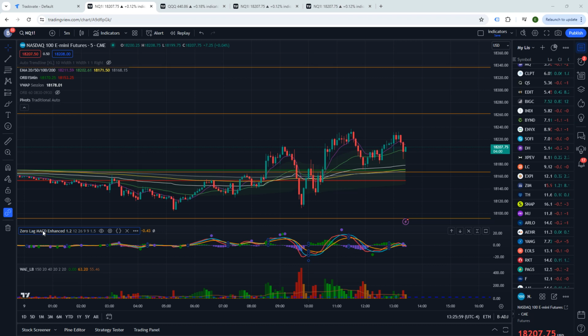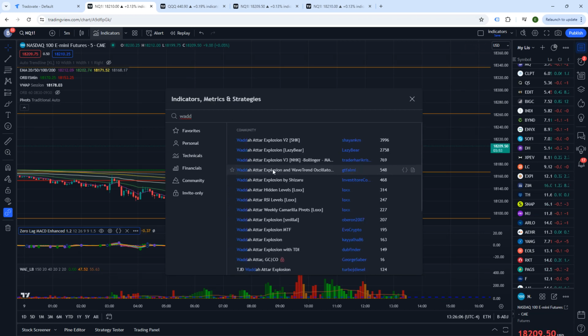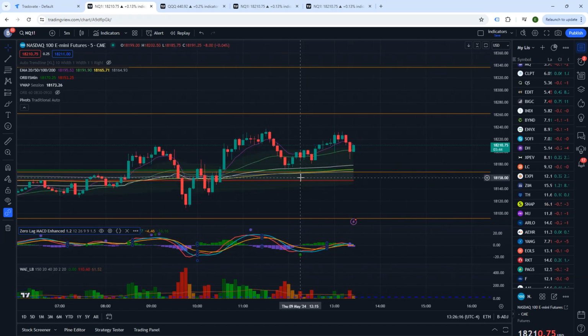One is zero lag MACD, and the bottom one is WADA. It's this one by Lazy Bear. I've used some of his scripts before. Pretty good stuff. Basically, I was just using it to get in trades and kind of stay in trades and ride the momentum up. And I typically look at the 5 minute chart here.